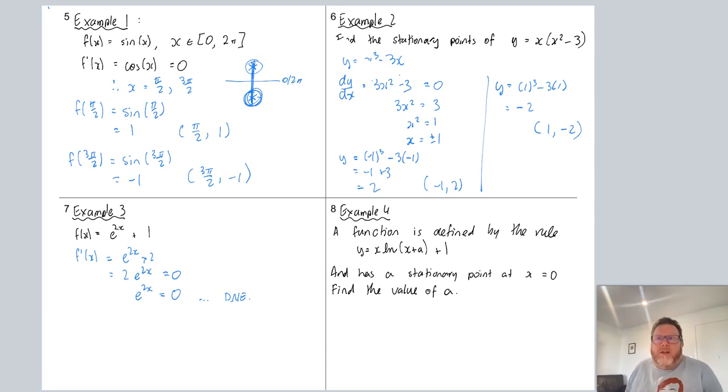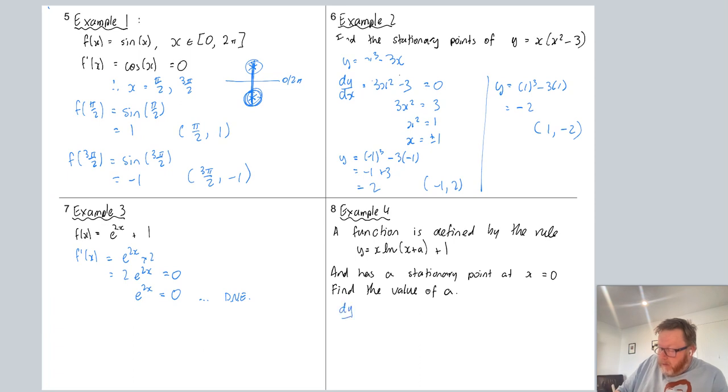Well, it must do, because it says it has a stationary point at x equals 0. So that's a bonus. Find the value of a. Now, clearly, I can't just put in the value of x equals 0 here and here, because that doesn't really tell me much at all, really. So I need to use the differentiation rules in order to move forward with this. So let's have a go at this problem.